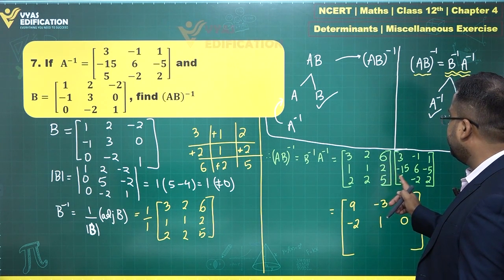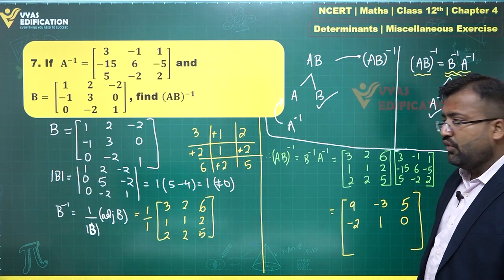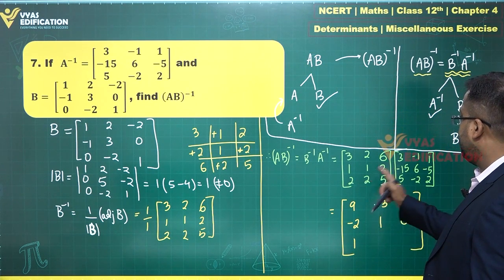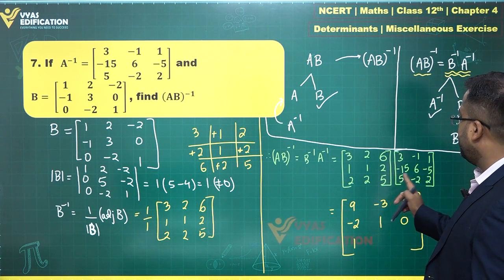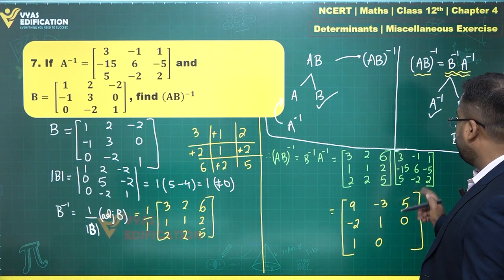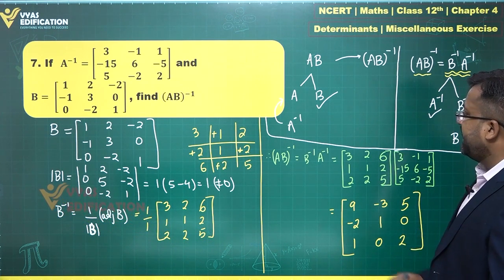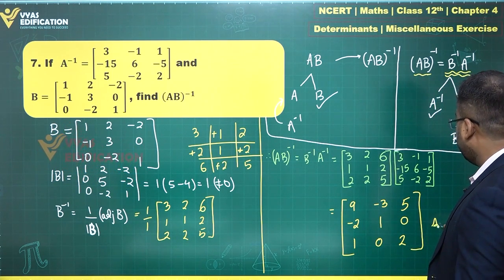6 minus 30 plus 25. 6 minus 30 is minus 24 and plus 25 is 1. Minus 2 plus 12 is plus 10 and minus 10 is 0. 2 minus 10 and plus 10 is simply 2. This is what I'll be getting. That's the product AB and whole inverse, right? That's the answer for this question.